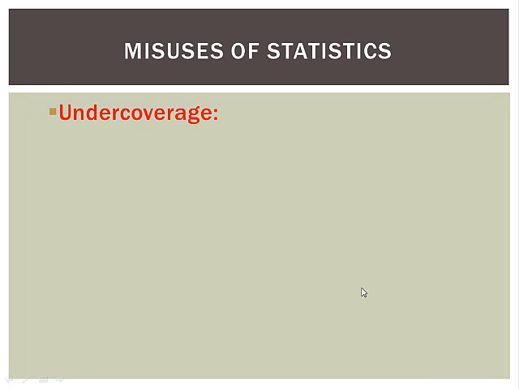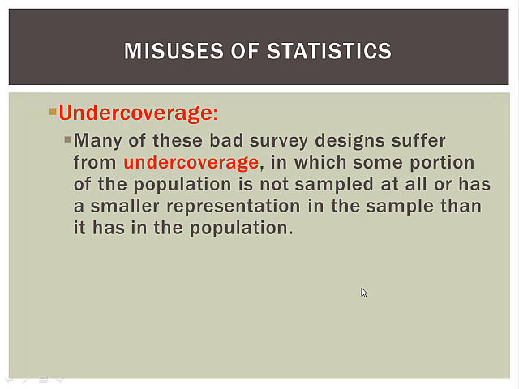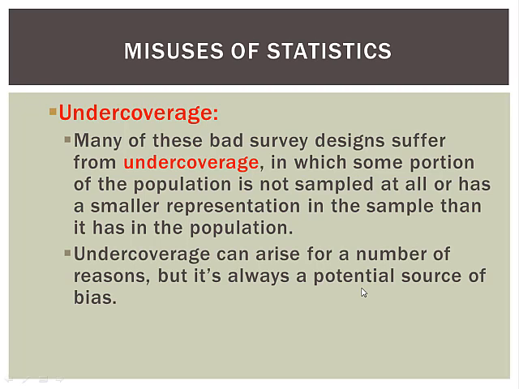We've already talked about this in other contexts, but undercoverage is something that occurs often. Many of these bad survey designs suffer from undercoverage. Some portion of the population is not sampled at all, or has a smaller representation in the sample than it has in the population. That invariably leads to a potential source of bias.